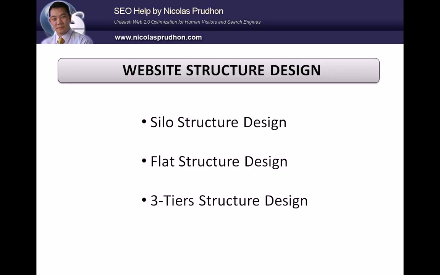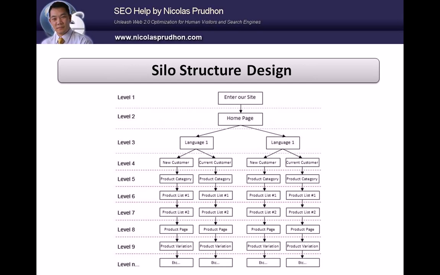Okay, there are three main website structures we usually come across on the internet. The first is the silo structure design, the second is the flat structure design, and the third one is what we call the three-tier structure design. Let's review them individually. The silo structure design looks like what you see on the chart. It is most often applied for e-commerce sites or even some corporate sites.